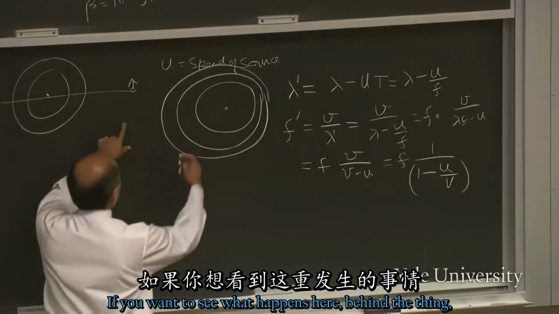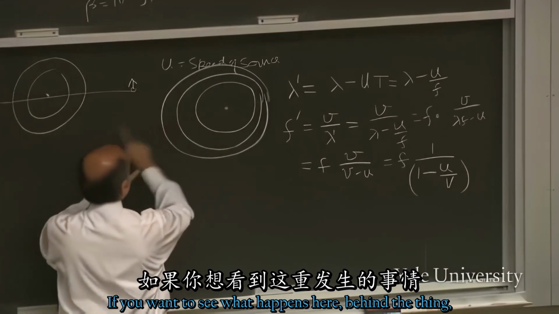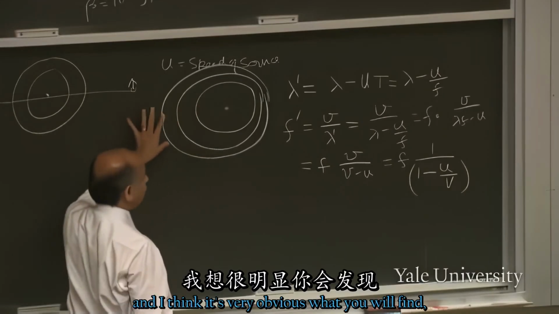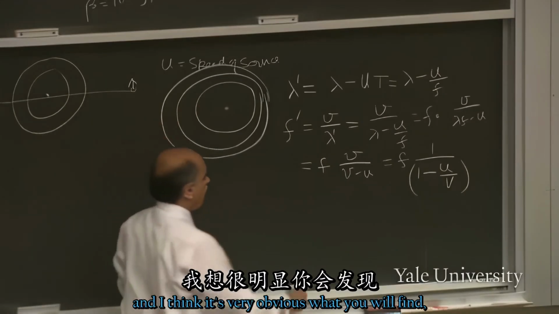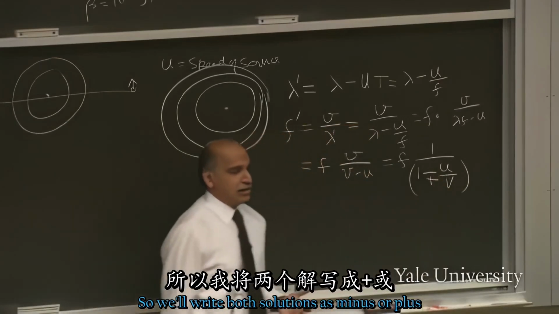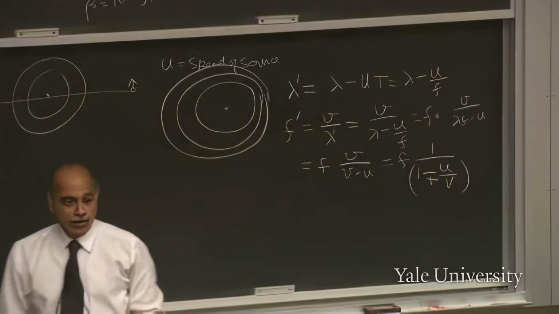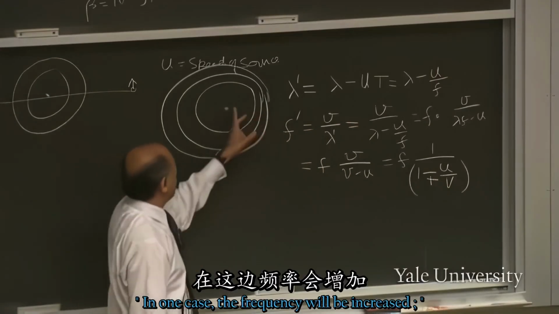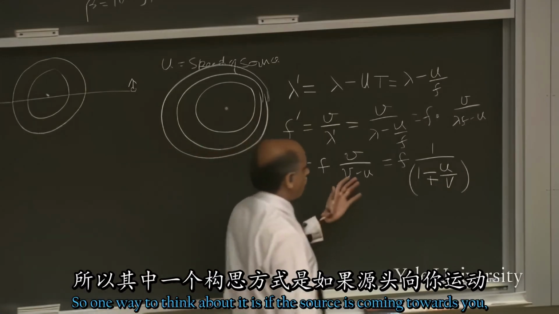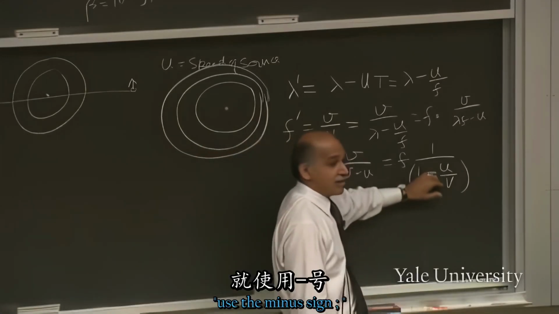If you want to see what happens behind the source, you have the option of doing the same calculation behind, and I think it's very obvious what you will find. You will get 1 plus something. So we'll write both solutions as minus or plus. In one case, the frequency will be increased. In the other case, the frequency will be decreased. So one way to think about it is, if the source is coming towards you, you use the minus sign.